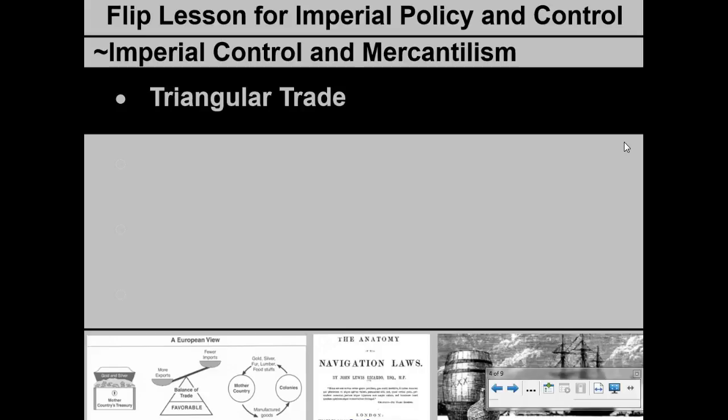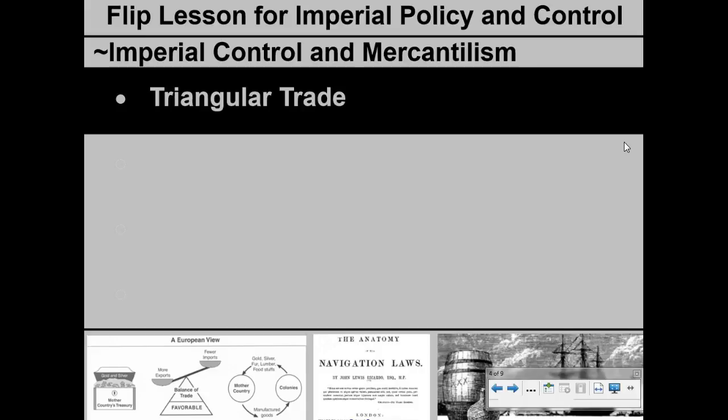So first, a little review. The triangular trade, this is the trade between Europe, Africa, and the Americas. The colonists are heavily impacted by this. The American colonies and England, their trade was a major driving force in this triangular trade. But a couple things that we need to understand as we get ready to dive into mercantilism.